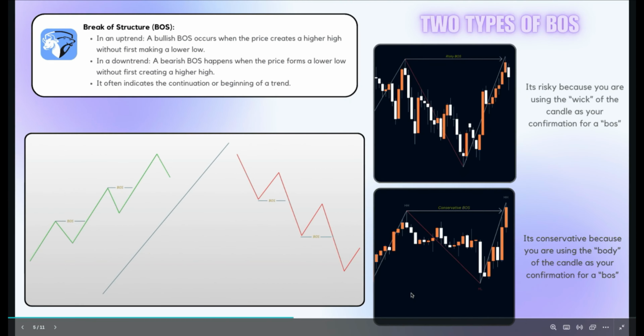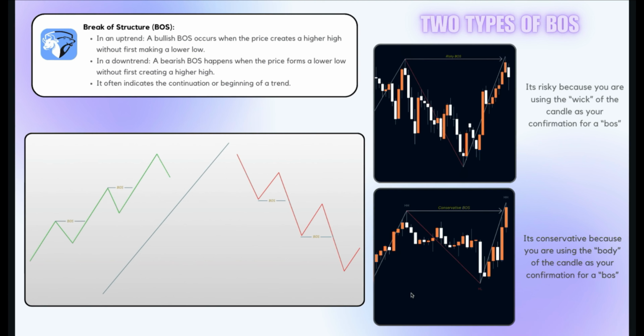Alright, so now let's talk about break of structure. In an uptrend, a bullish break of structure occurs when the price creates a higher high without first making a lower low. In a downtrend, a bearish break of structure happens when the price forms a lower low without first creating a higher high. It often indicates the continuation or beginning of a trend.